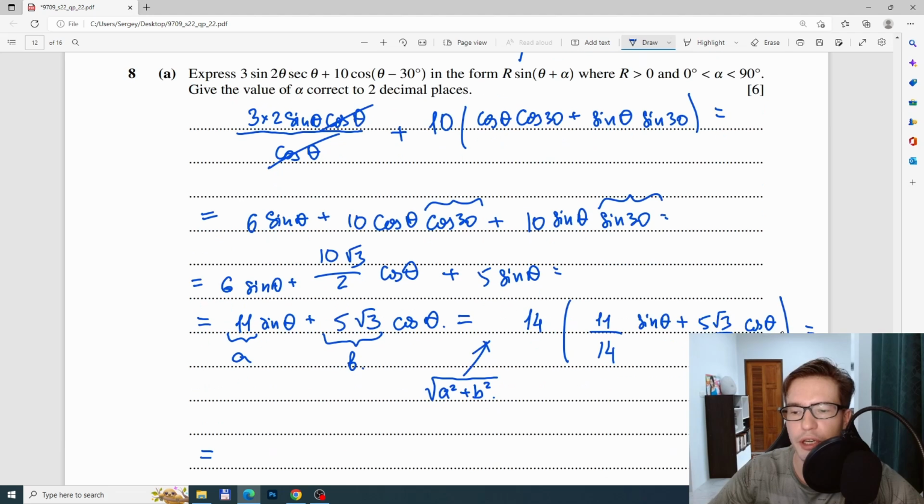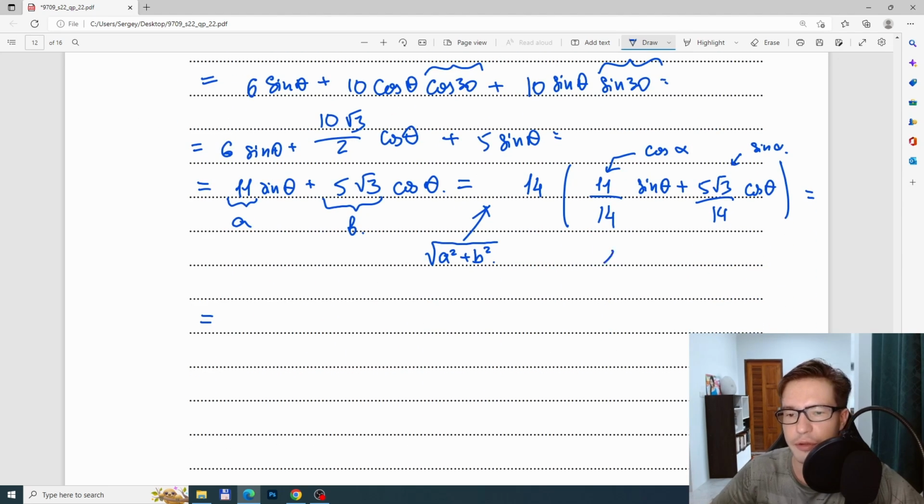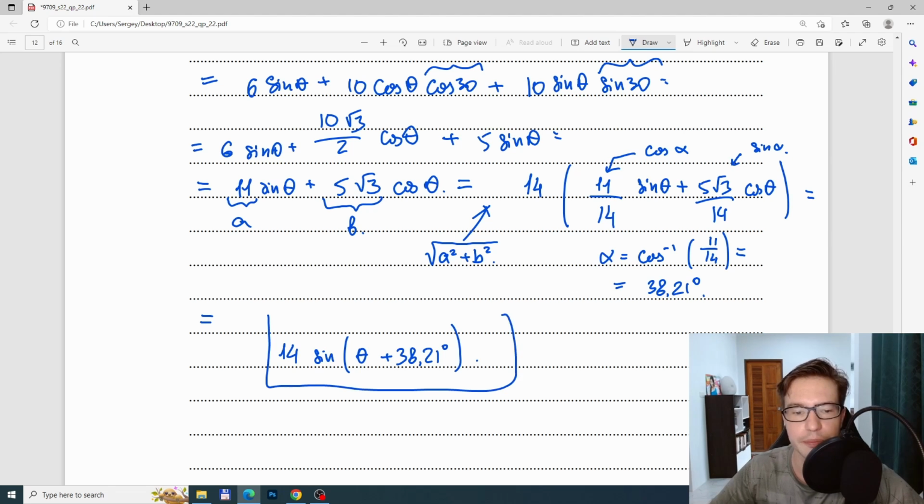Now in those brackets, we already have sine and cosine of theta, and the number attached to sine must be cosine alpha. And then likewise, the number attached to cosine theta should be sine alpha. So we can find alpha by doing the inverse cosine of 11 over 14, for example. That gives us 38.21 degrees. Now let's substitute everything back and we'll get 14 times sine of theta plus 38.21 degree. That's the answer for the question.